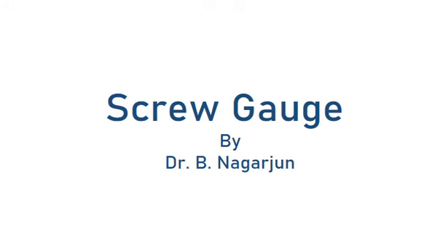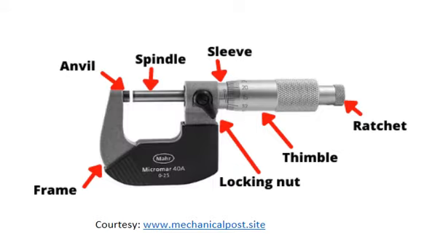In this lecture, I will explain how to take the readings using a screw gauge. With the help of a screw gauge, you can determine the thickness of a thin wire, or if you are given a glass plate, you can determine the thickness of the glass plate. Now, first let me show you the diagram of a screw gauge and explain the various parts in it.